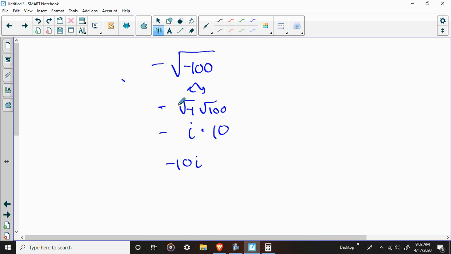No big deal. You should probably keep some parentheses around here. That negative just gets applied. Remember, whenever we have a negative sign up front, that's really just a negative 1 as a coefficient. So do whatever's in here, then just multiply your answer by a negative 1.